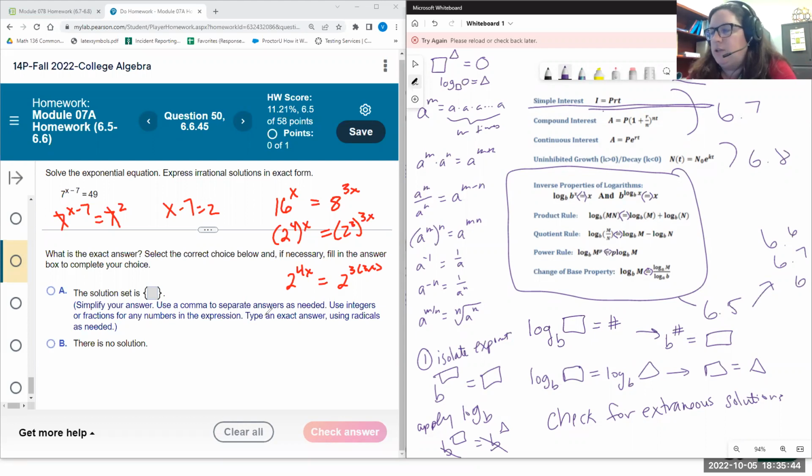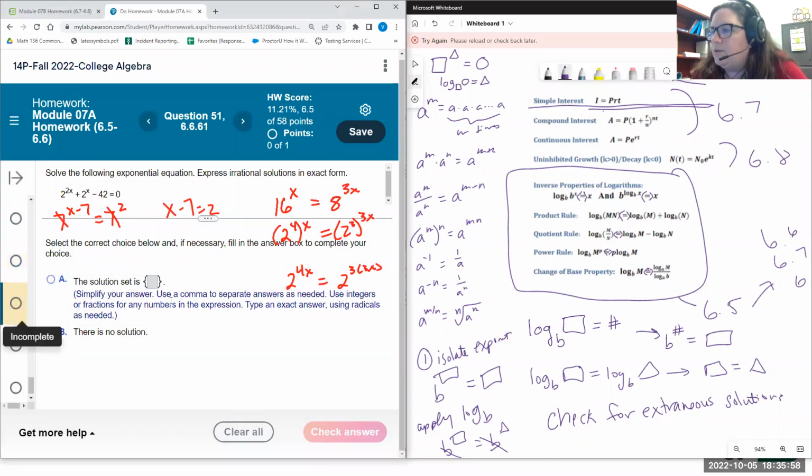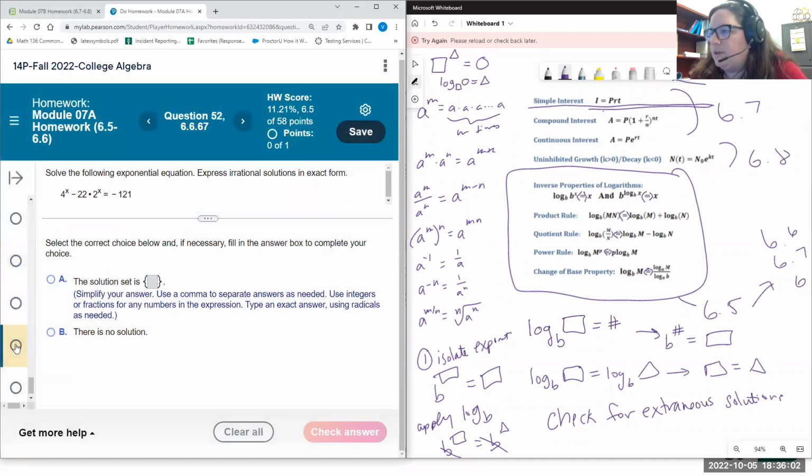You'll have to do it eventually to evaluate the logs. If you do use the logs, you'll still eventually have to recognize the 8 and the 16 for what they are, as powers of 2. So then number 51 is using U substitution, as is number 52.